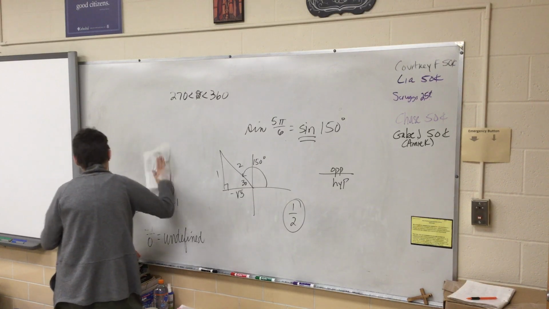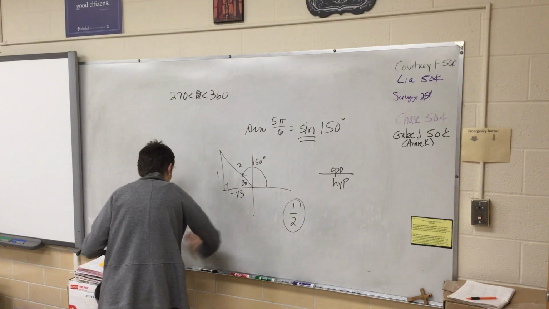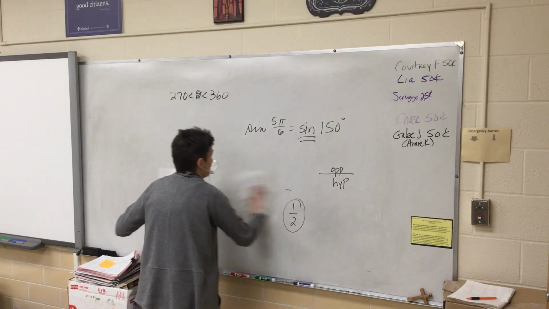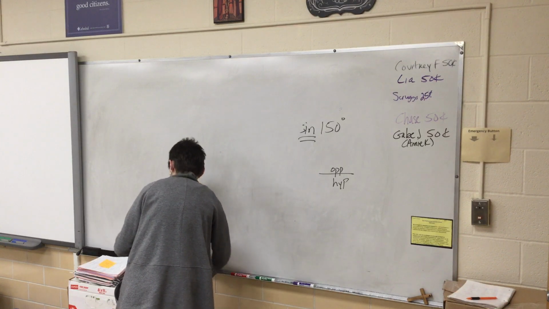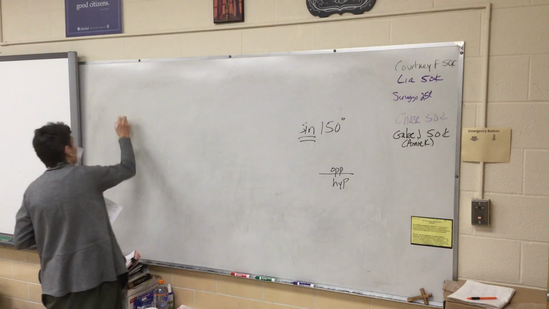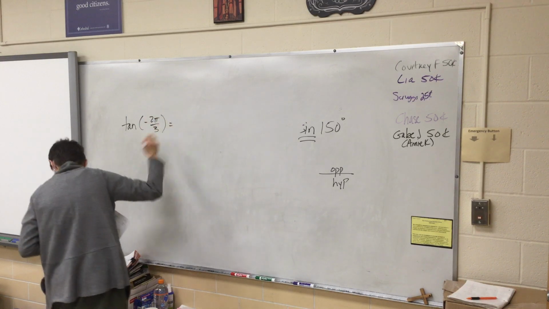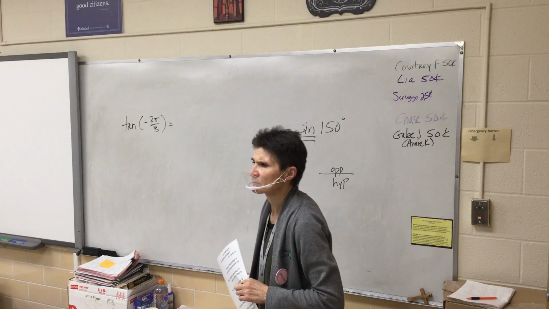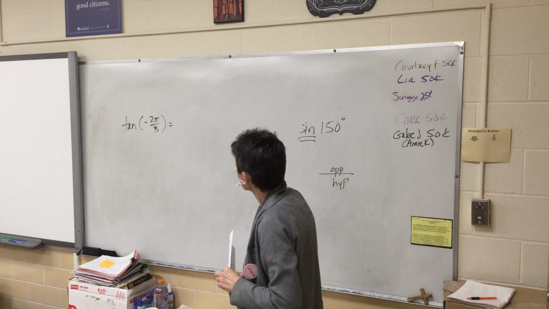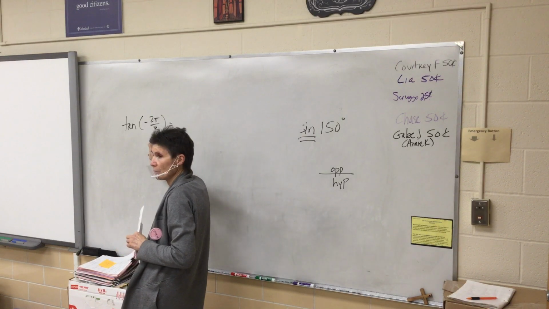We need to find the exact value. That means no calculator. And we're finding the exact value of the tangent of negative 2 pi over 3. All right, so what's the first thing you did, David? I did the quadrant. Okay, so you're going to draw a picture. What angle are you going to draw, though?